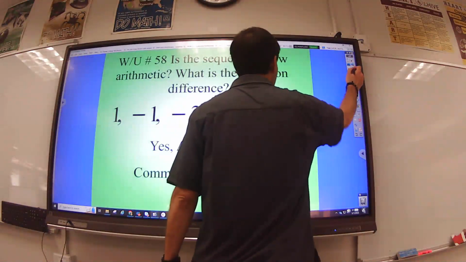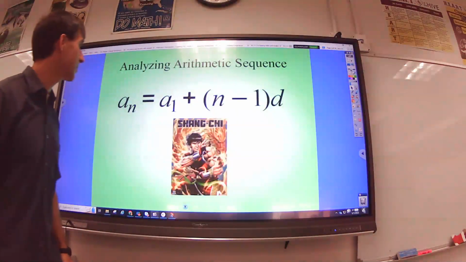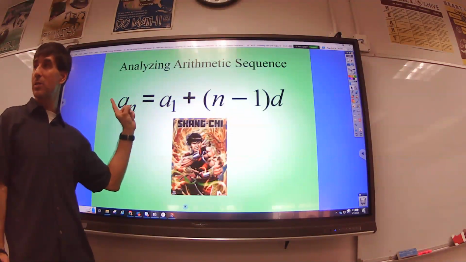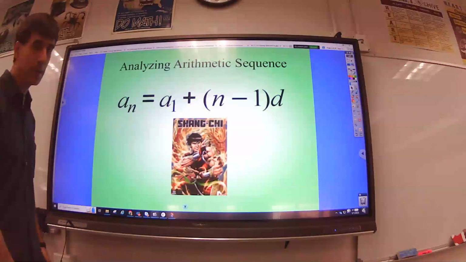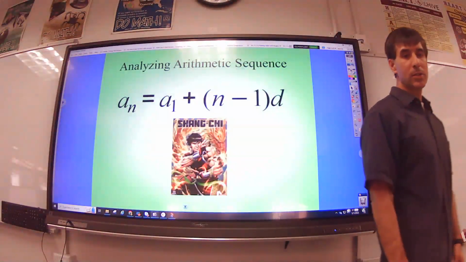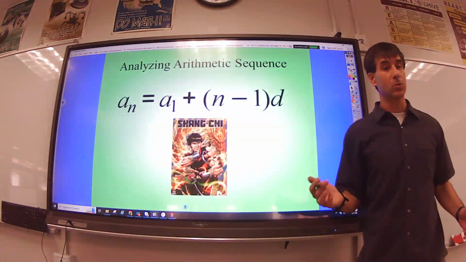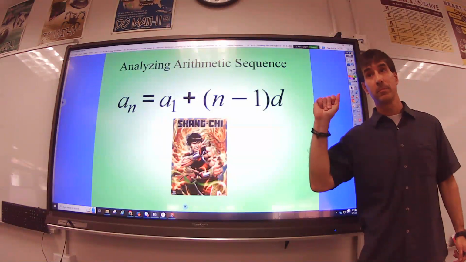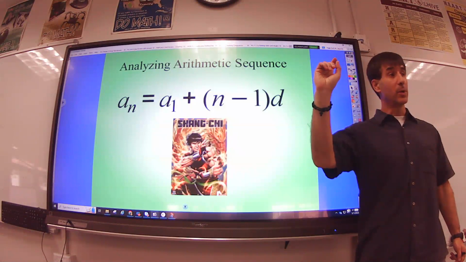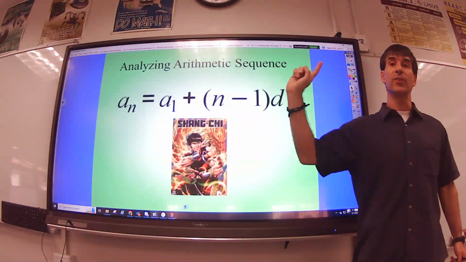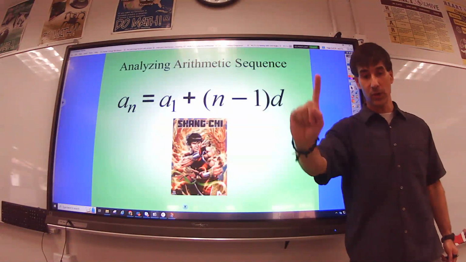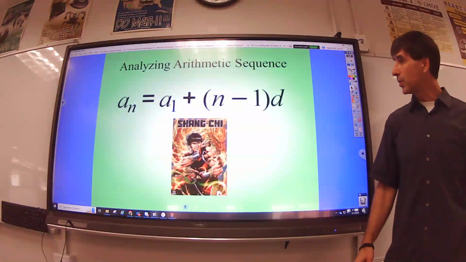And this is for you chemistry people, right? Analyzing arithmetic sequences. Please write down this equation. We're going to be using the arithmetic sequence formula. Normally we've been doing the arithmetic sequence where we've been given the zero term, right? Well, now this formula says we can just find it given the first term.